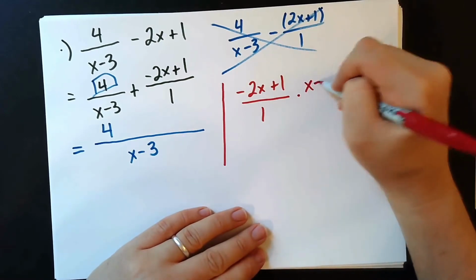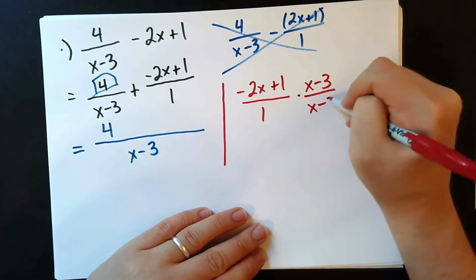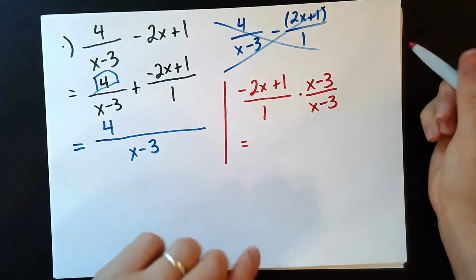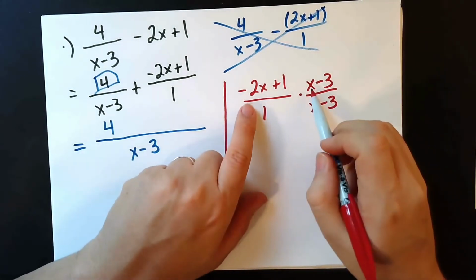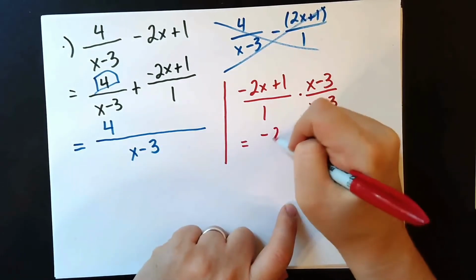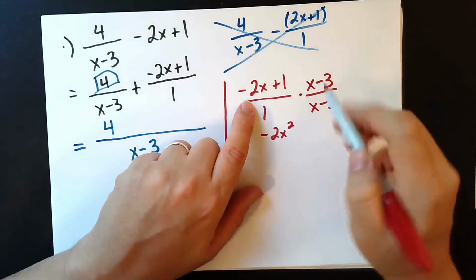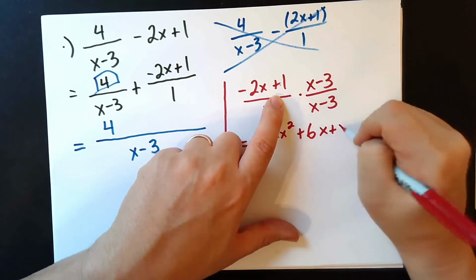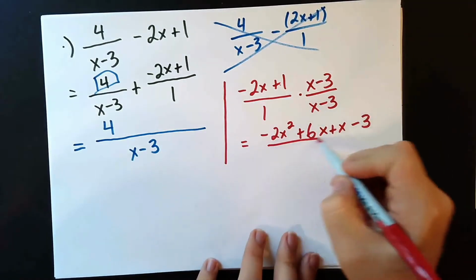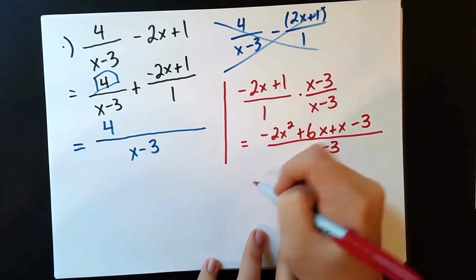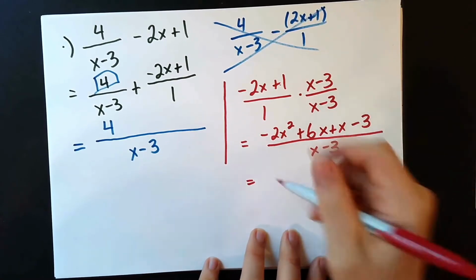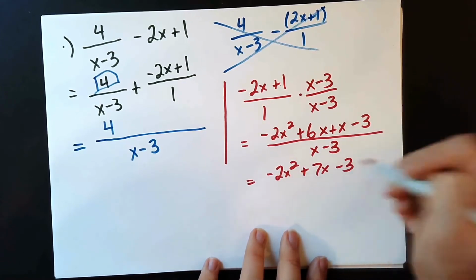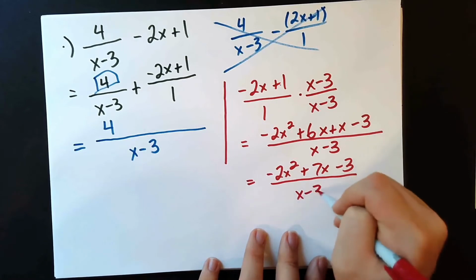And as we've done before, I'm going to do that by multiplying by x minus 3 divided by x minus 3, which is just 1. And so if I write this out, that'll be minus 2x squared plus 6x plus x minus 3 divided by x minus 3. And if I write this out slightly more simplified, that'll be minus 2x squared plus 7x minus 3 divided by x minus 3.